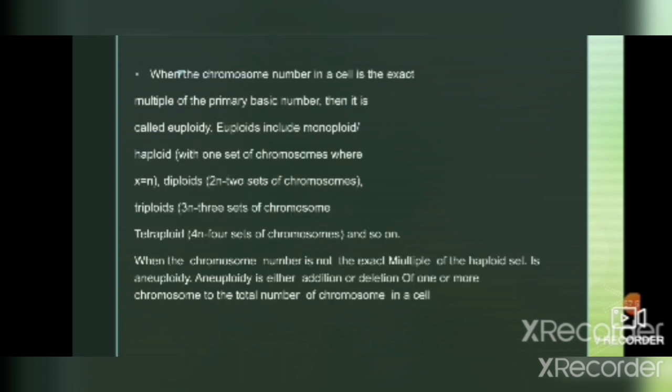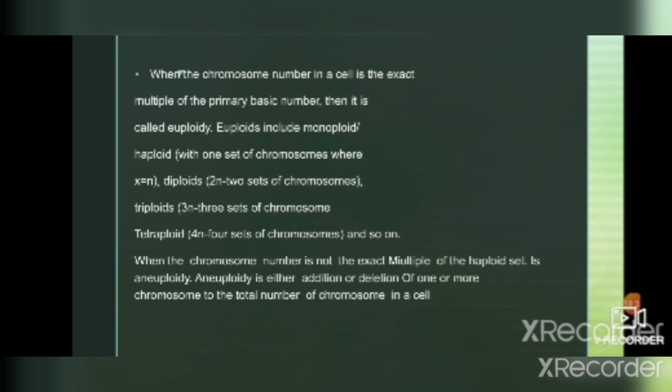When the chromosome number in a cell is the exact multiple of the primary basic number, then it is called euploidy. Euploids include monoploid, haploid with one set of chromosomes where X is equal to n, diploid 2n with two sets of chromosomes, triploid 3n with three sets, tetraploid 4n with four sets of chromosomes, and so on.